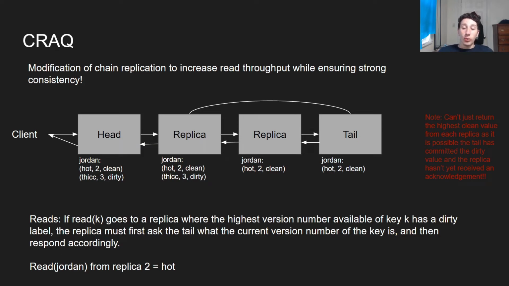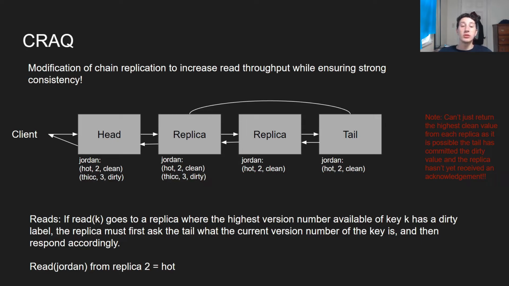However, what if I went and made the write thick and it got to the second replica and then we tried to read from the second replica? Well, something now is going to happen. The second replica is going to say, oh shoot, now I realize that thick is actually a dirty write, and as a result, I have to reach out to the tail to see what the greatest value of the current clean write is in order to go ahead and return that.